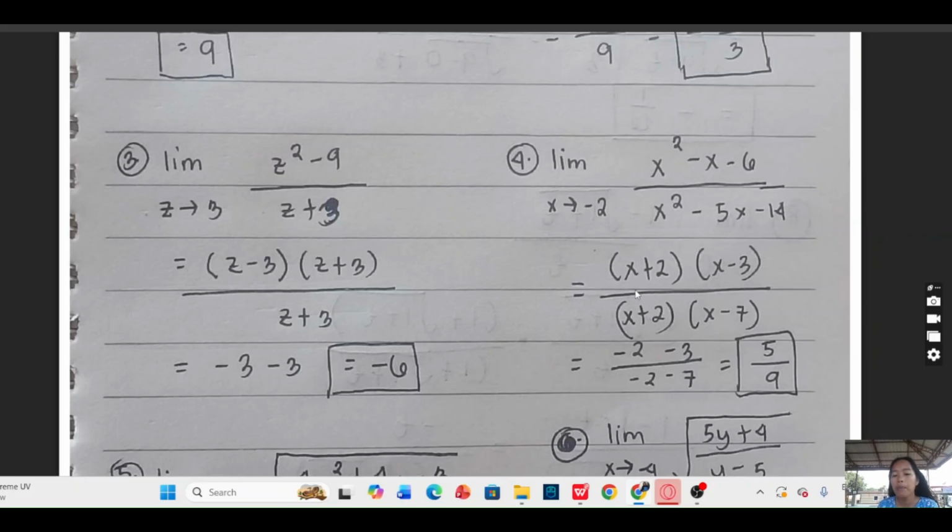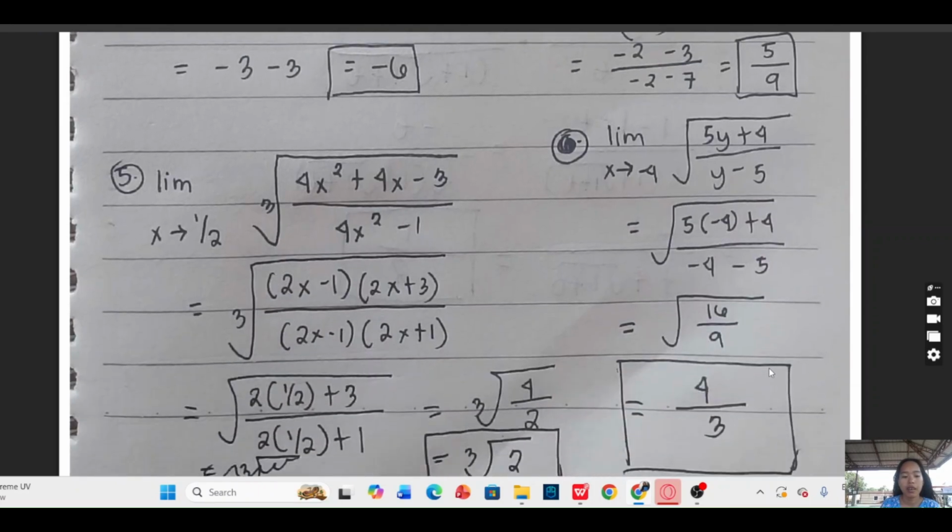As you notice, we have the same term, x plus 2, in the numerator and the denominator. We can cancel that out and then we will be left with the quantity of x minus 3 as our numerator and the quantity of x minus 7 as our denominator. So all we have to do is substitute the variables with negative 2. So we will now obtain negative 2 minus 3 over negative 2 minus 7. And if we solve that, we will obtain positive 5 over 9.